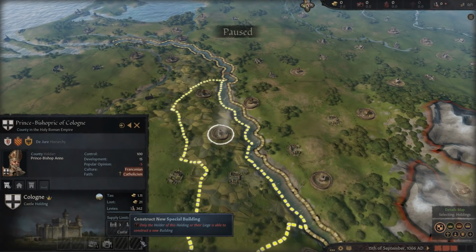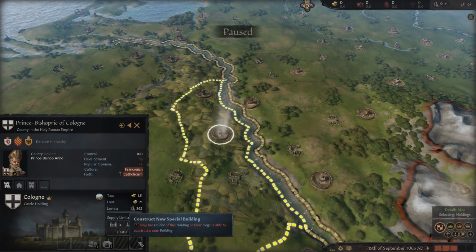So in Cologne, in the Prince Bishopric, you do have a slot here for a special building. Now, to unlock this one, not only do you have to pay to buy it and so on, but you need crop rotation as an innovation. It is, of course, the Cologne Cathedral, Kölner Dom.